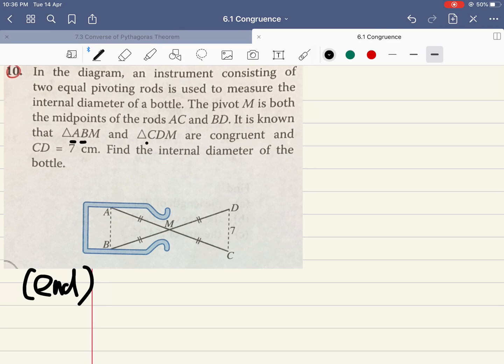Since they are congruent, this is quite a simple thing. AB will be equal to CD. Just look up there. So AB will be equal to CD. So I'll say that AB is equal to CD, which equals 7 cm.